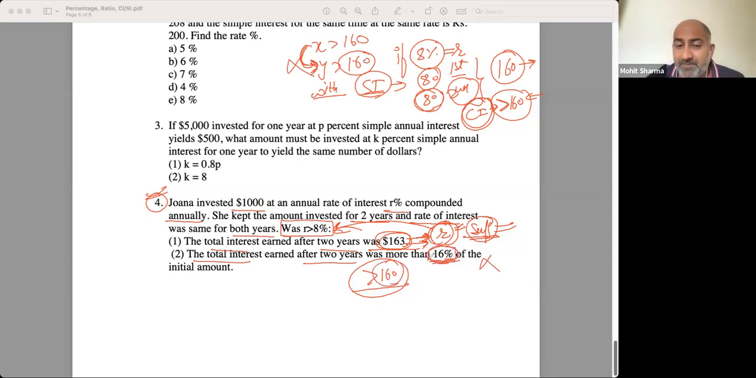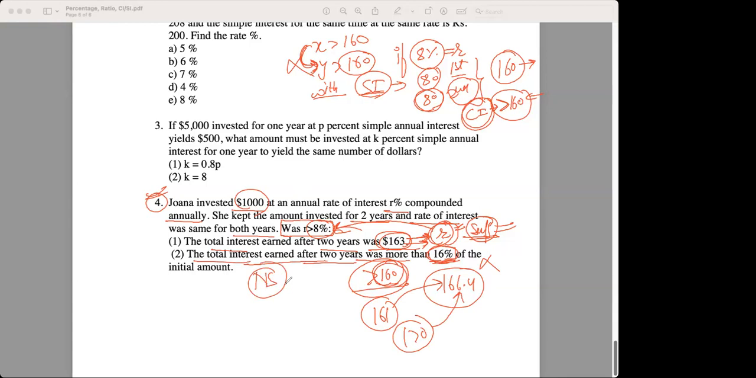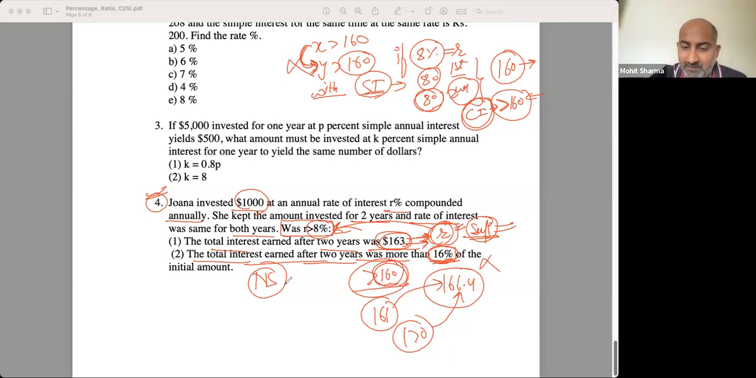It will be more than 160. Now, we know with 8% this would be 166.4, the interest amount. But from this information, more than 160 can be 161. It could be 170. So in one case it would be smaller than 8%, and in the other case it would be bigger than 8%. Understood? Yes, sir, I got this logic, but it is saying that it was more than 16%. So more than 16% can be anything, but at least it is 16% more than the initial amount. So we can say that it was greater than 8%.